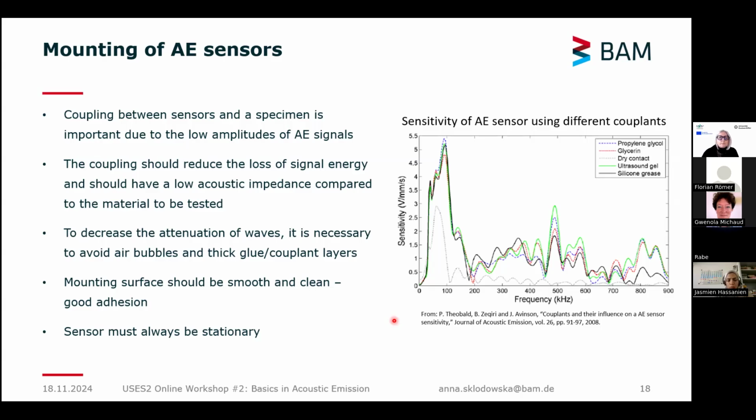They should not move. They should not be able to displace during the measurement process. And this is an example of the influence of different couplants on the sensitivity of acoustic emission sensors. We have different ones, but what I want to stress here is this gray dashed line. It shows a dry contact, so without anything between the sensor and the specimen, and how much of the energy of the signal we're losing if we don't provide a good coupling between the sensor and the surface.